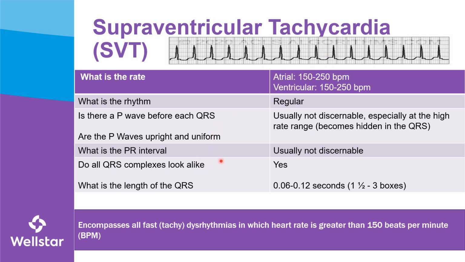What is the PR interval? Usually not discernible because, again, you need a P wave to measure that. Do all QRS complexes look alike? Yes, they do. And this is a narrow complex tachycardia. The time is going to be 0.06 to 0.12 seconds. This encompasses all fast tachydysrhythmias in which the heart rate is greater than 150 beats per minute. Again, whenever treating this, make sure you're seeking expert consultation and deciding what the doctor or provider might want to do in terms of treating this.